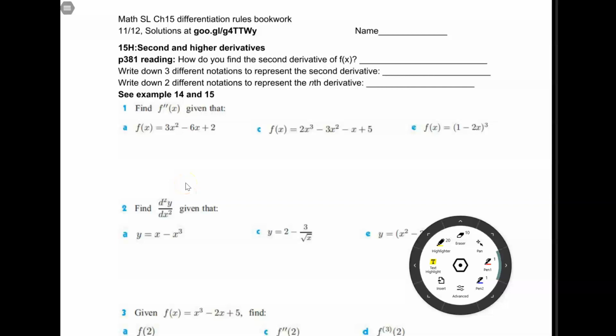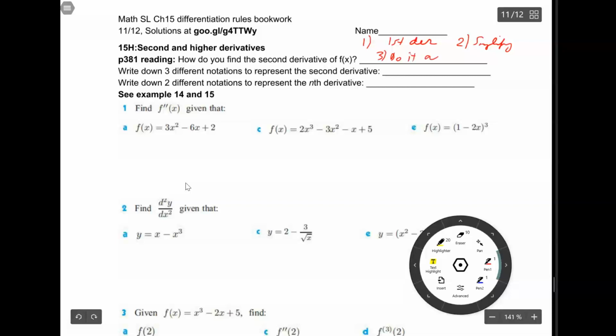How do you find the second derivative of f of x? Basically, the first thing you do is you find the first derivative. The second step is to simplify. And the third step is to do it again. Take the derivative again. Okay?